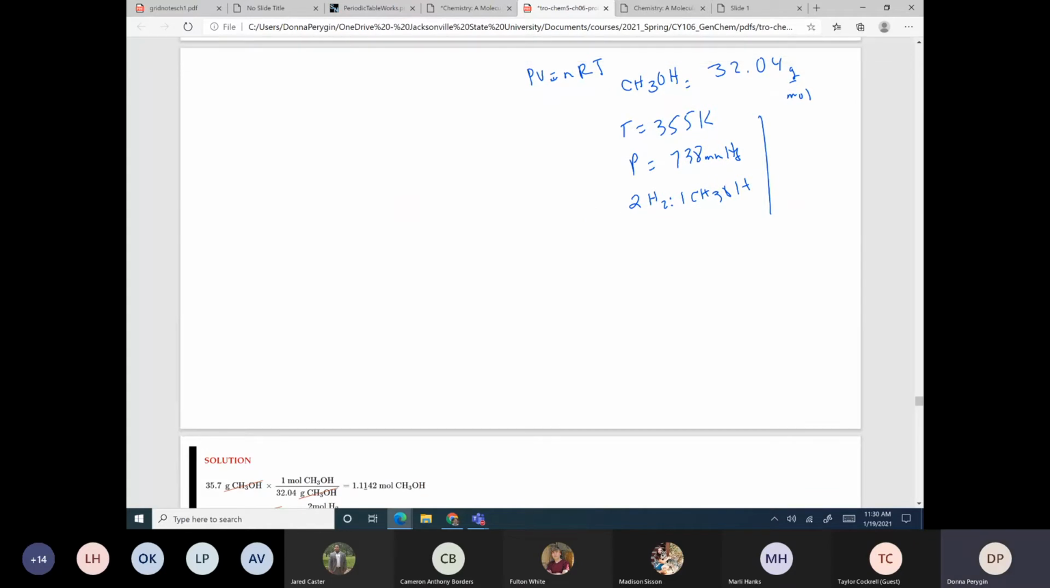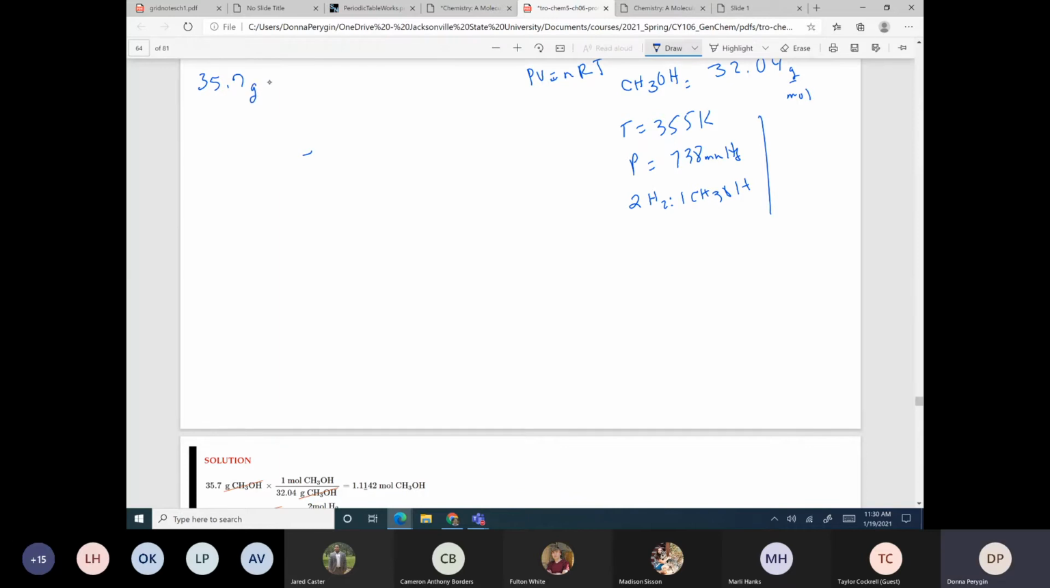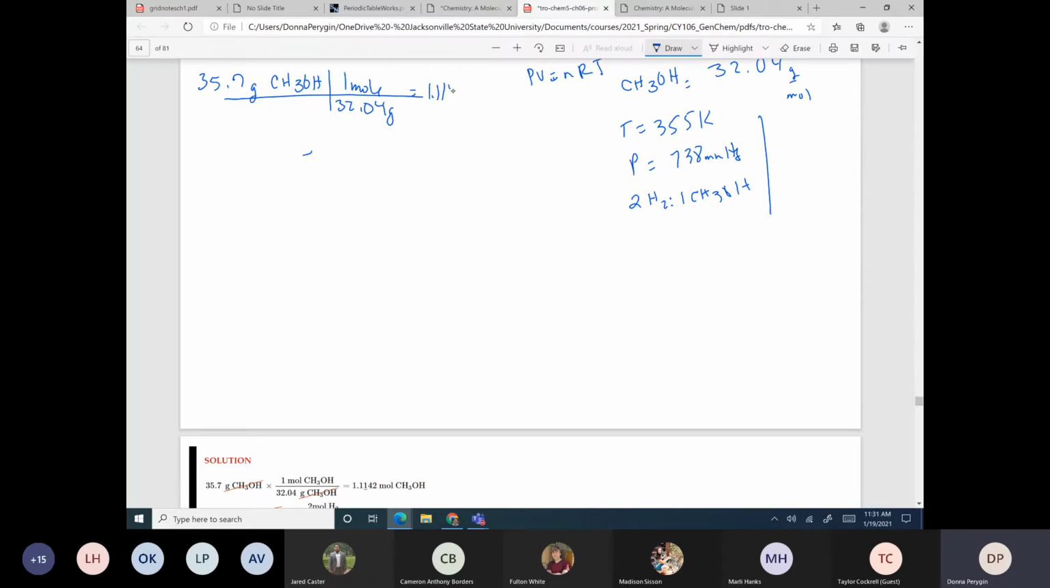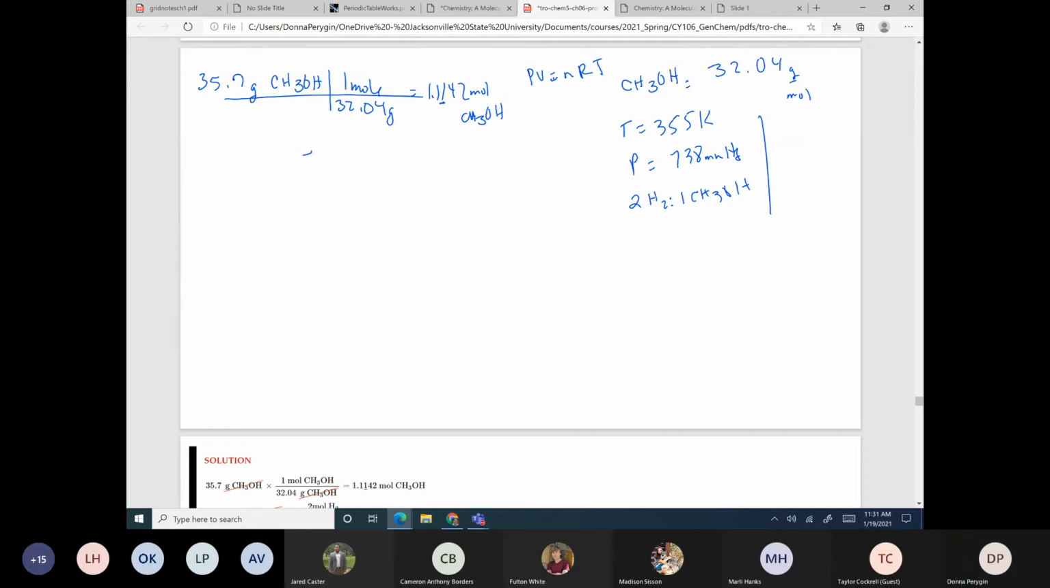So let's go ahead and work this. All right, we started out with 35.7 grams of methanol. And that's 32.04 grams is 1 mole, and that gives us 1.1142 moles of CH3OH. Okay, so we had three sig figs, so we'll put a line there.